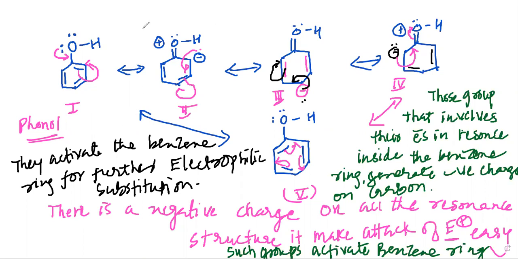One more thing I would like to bring to your notice, my dear students. On the first position, there is already a hydroxyl group present. But if you look into the negative charge, the negative charge comes on the second position, it comes on the fourth position, and it goes on the sixth position. So now let us see what happens.